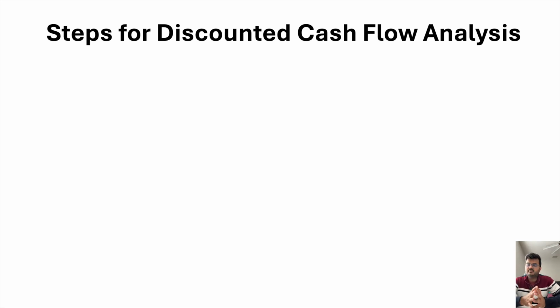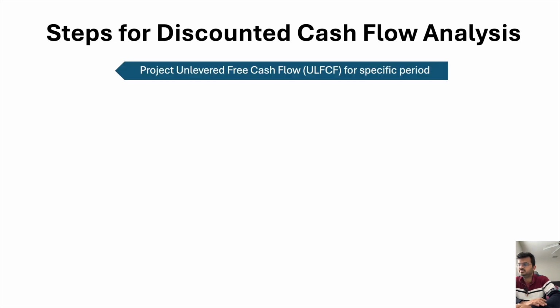In my opinion, whenever we do a discounted cash flow analysis, it can be categorized into 9 major steps. So let's get on the same page. What are all those 9 steps?